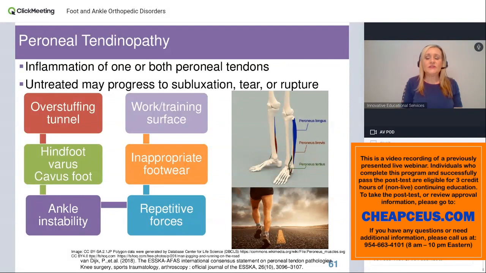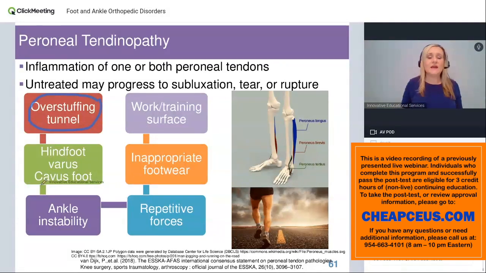Looking at our other tendons on our lateral complex, we're looking at peroneal tendinopathy. This again is looking at those peroneal tendons coming down that lateral complex of the leg. We already talked about there might be overstuffing. If you're lucky enough to have those extra tendons in there, you increase your activity, could be a component.